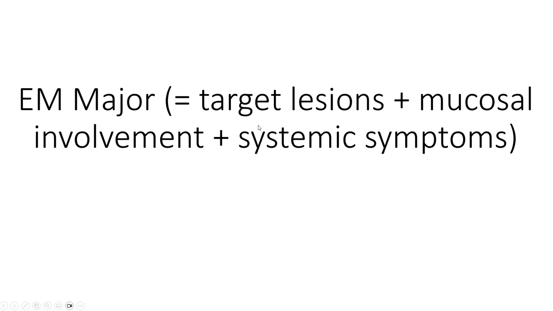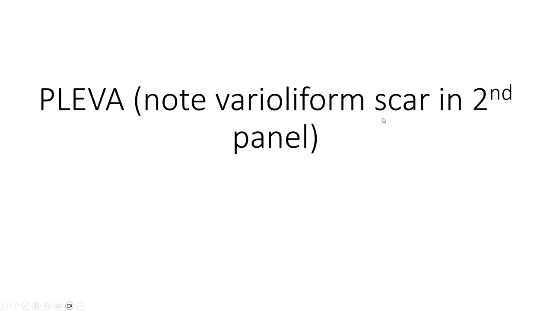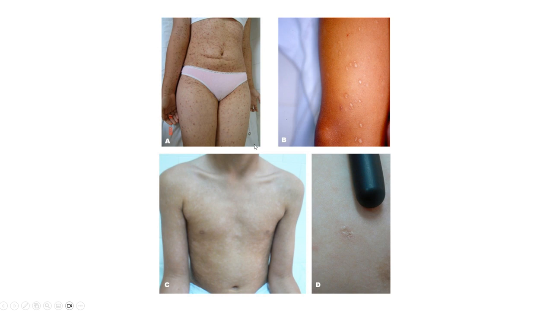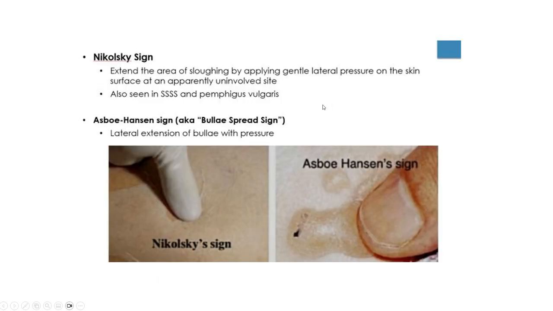Okay, so in this case, apparently this person had targetoid lesions, so it's EM major. Let's see, papulonecrotic lesions that are leaving scarring. I don't know, it makes me think of varicella. Oh, PLEVA. Okay, well that makes sense, right? So pityriasis lichenoides et varioliformis acuta. It's so named because it kind of looks like varicella. It looks like a viral infection, but it's more of a T cell mediated response. Then when it leaves, it will often leave these chickenpox-like scars.